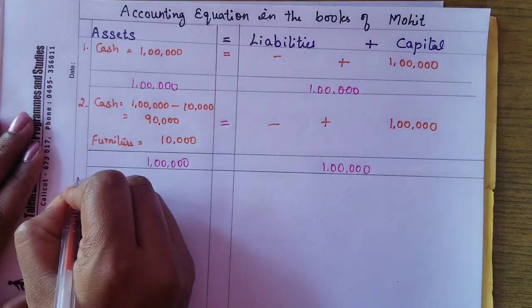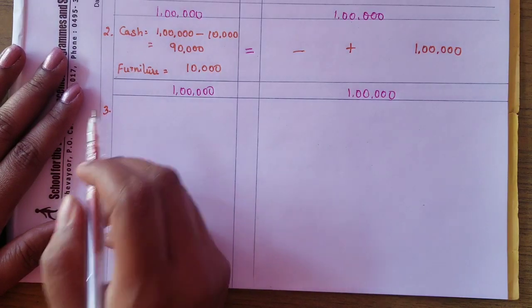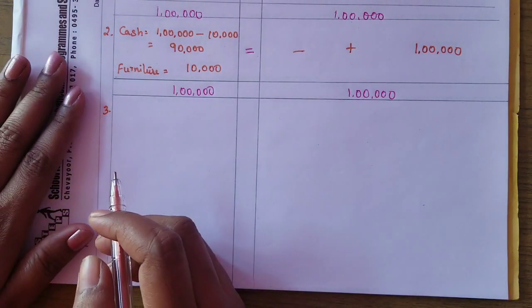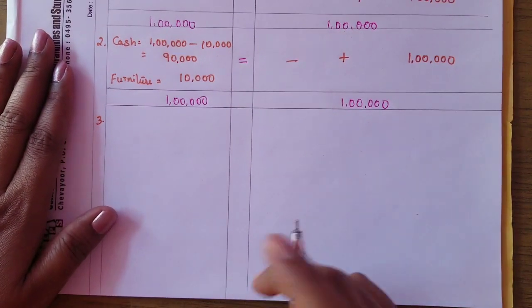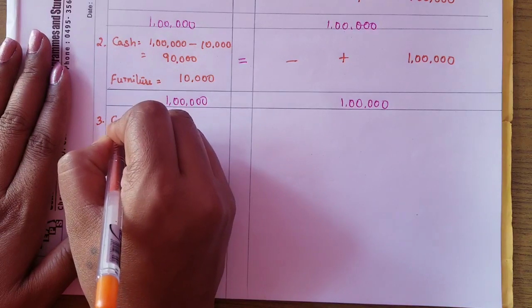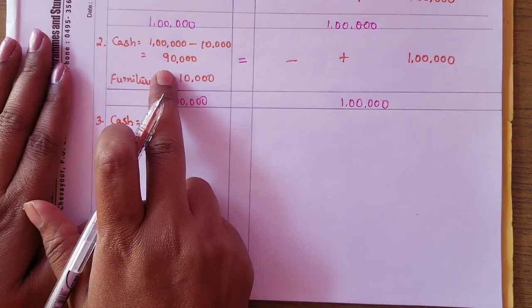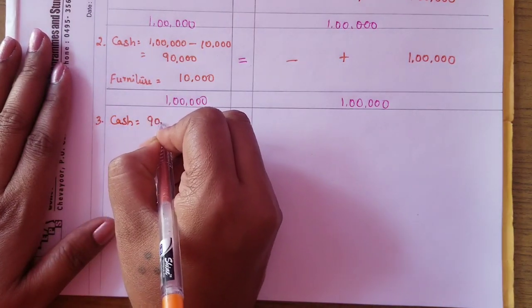Next, going to the third transaction. Third transaction says cash withdrawn for personal use rupees 20,000. So cash is withdrawn for personal use. So first thing is it is affecting the cash balance. What is the cash balance in the previous transaction? 90,000. So now we have to calculate on this 90,000.